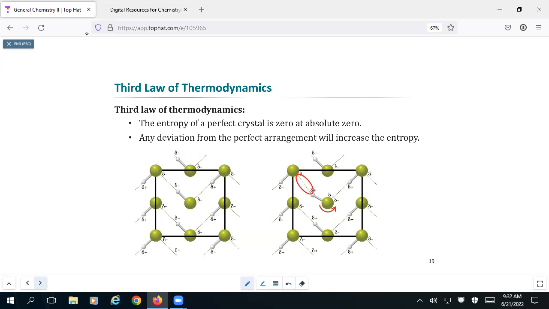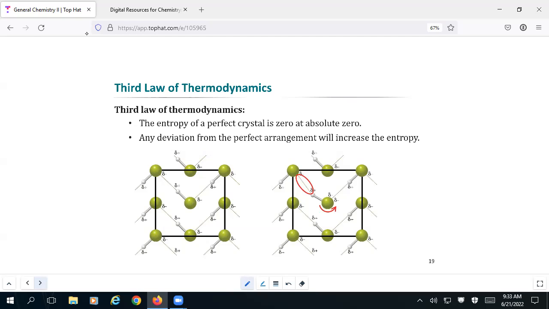This is an example on the left of a perfect crystal. We can see that all of the bonds, all of the hydrogen bonding, all of the intermolecular forces are perfectly aligned with each other. Nothing is out of order. That would be an example of a perfect crystal that, if we got it down to absolute zero, would have zero entropy because there would be no disorder in it whatsoever. Because at absolute zero, we are supposed to have a complete lack of motion. So there goes your vibrational, there goes your rotational, there goes your translational motion. And we would also have perfect ordering.